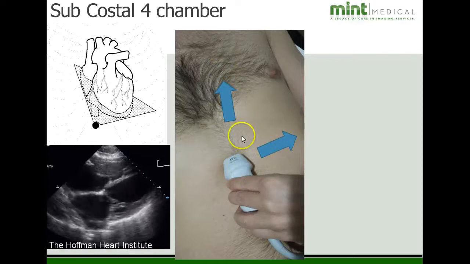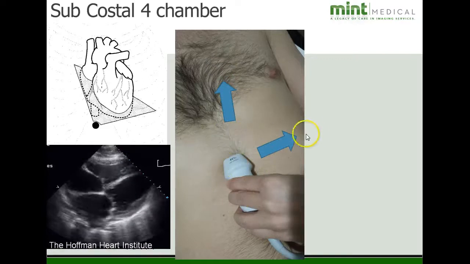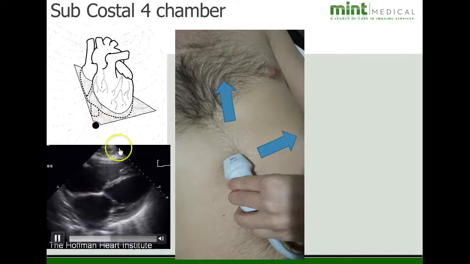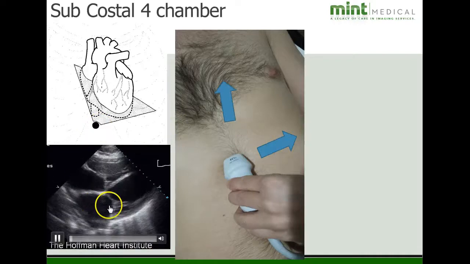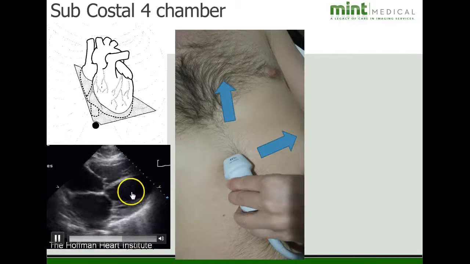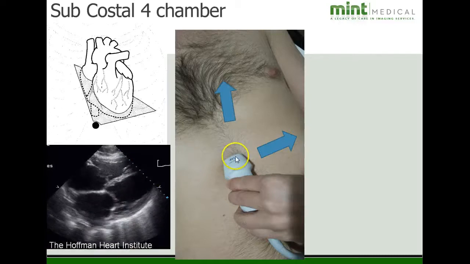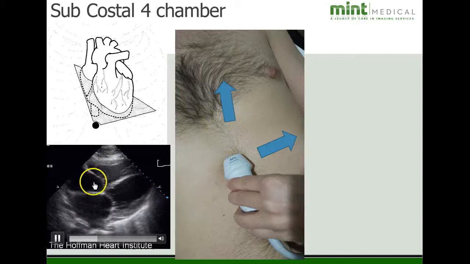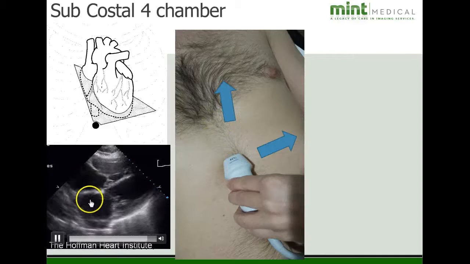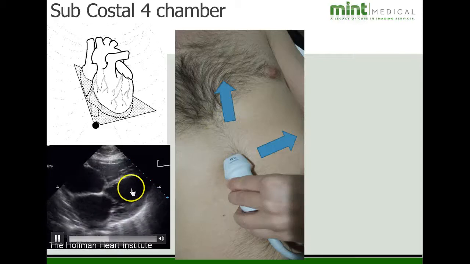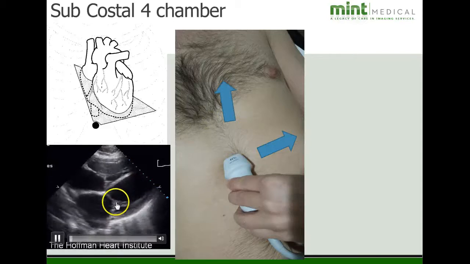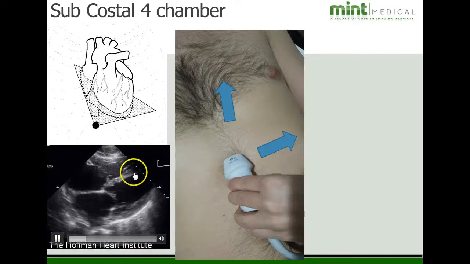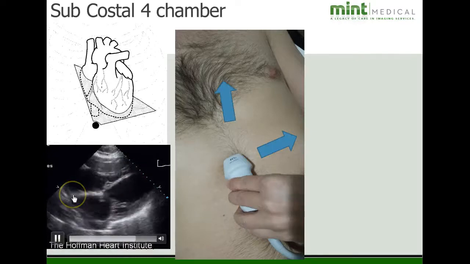When you angle this image, we're going to get a nice slice of the heart from the subcostal position, yielding us a 4-chamber image of the heart. And what you'll see, the transducer obviously is going to be closest to the right ventricle, so you're going to have right ventricle, right atrium, left atrium, left ventricle, mitral valve, tricuspid valve, interventricular septum, interatrial septum.